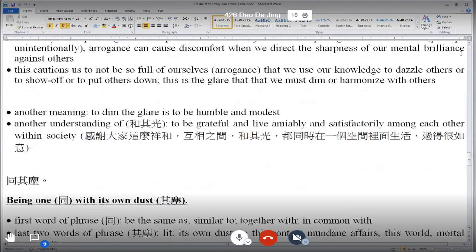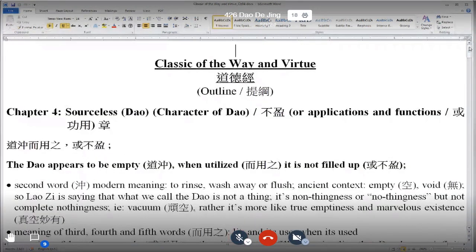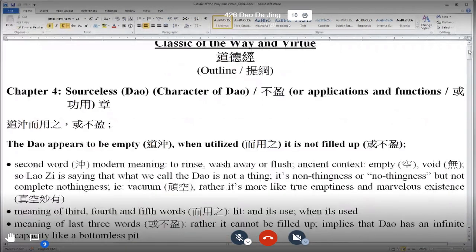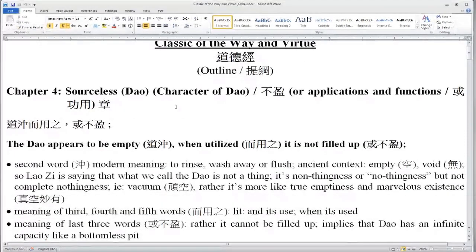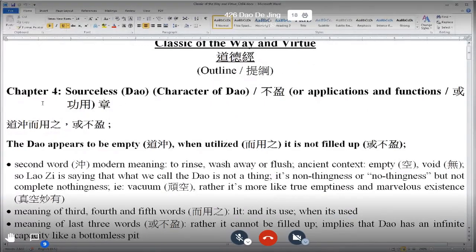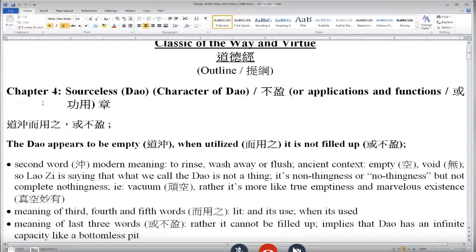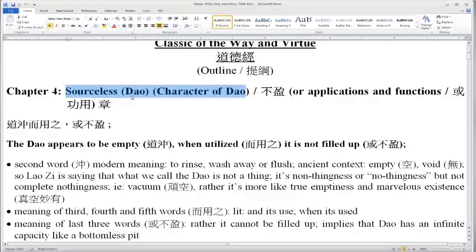Well, last time, we were at chapter 4, which is Buyi, okay? I mean, that's the selected title of this chapter. It basically just means it's about the Tao, okay? It's talking about the Tao. We say sourceless. That means it has no beginning, okay? It's always there. That's another way of saying it, okay?